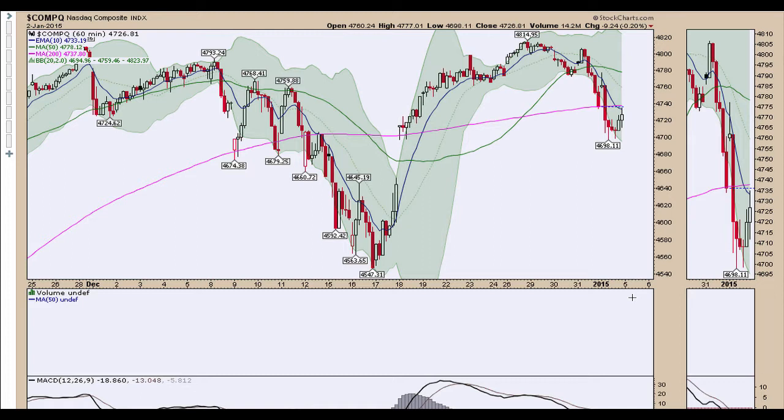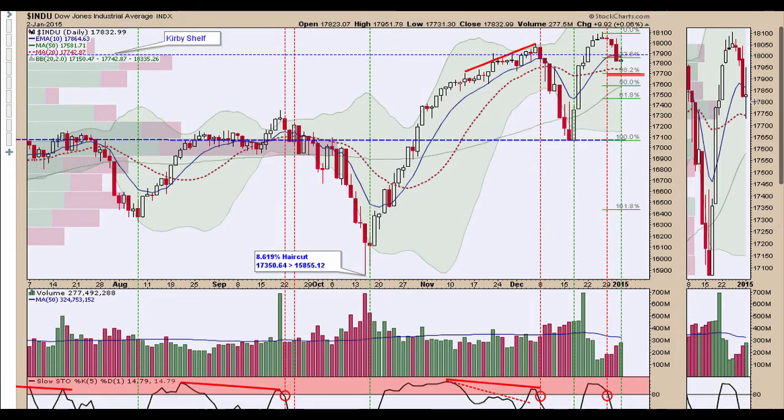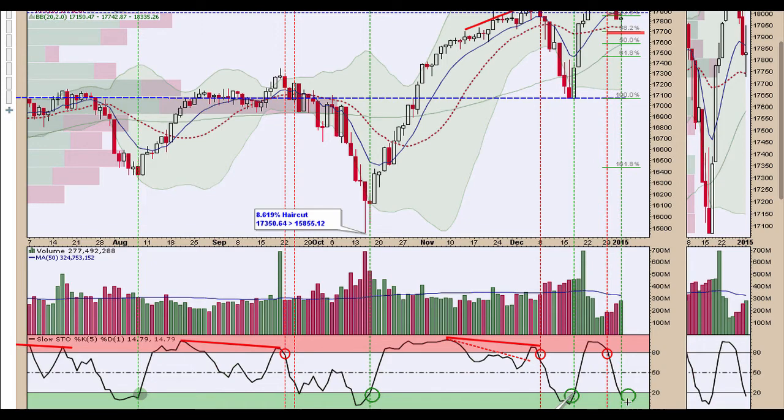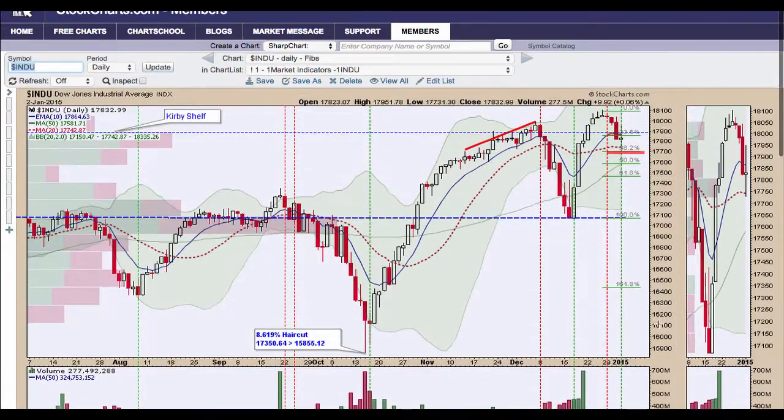Looking at a chart of the Dow Industrials, note the spinning top here. We came right down to the 20 period moving average, and we put in a spinning top, long-legged doji on Friday. Note where slow STO is: we're oversold. We could see this turn back up easily on Monday. And we tested the 382 Fibonacci level.